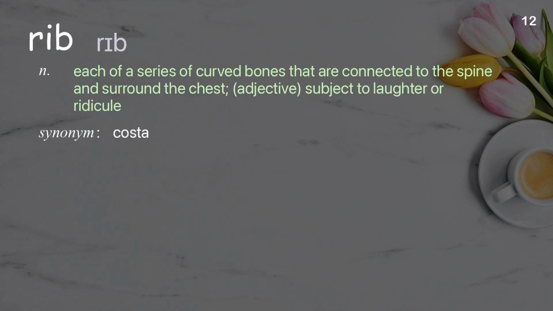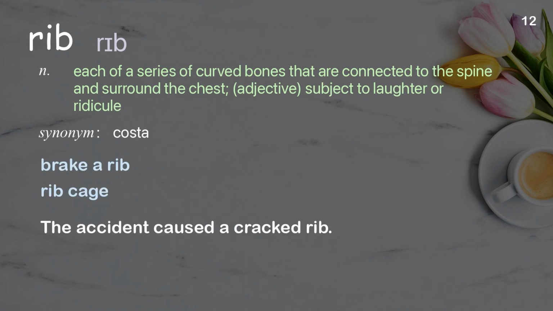Rib. Each of a series of curved bones that are connected to the spine and surround the chest. Examples: Break a rib. Rib cage. The accident caused a cracked rib.